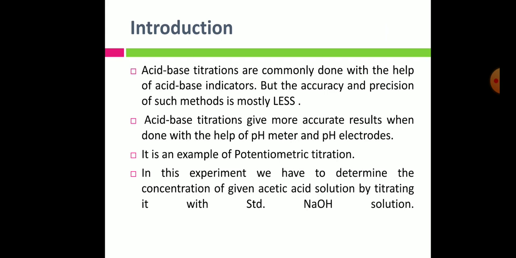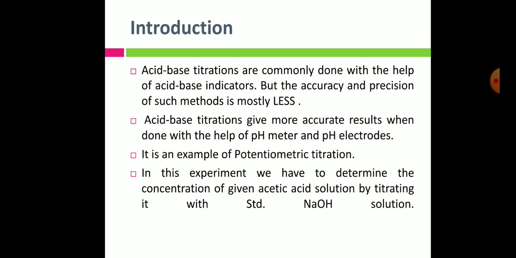Here in case of the titrations with the help of pH meter and pH electrodes, there is no such endpoint detection required because we will be noting down the values and then we will be plotting the graph to find out the completion of the reaction through the equivalence point. So here we are getting to know the more accurate point, that is equivalence point, without detecting or judging any color change. So these titrations give us more accurate and better results.